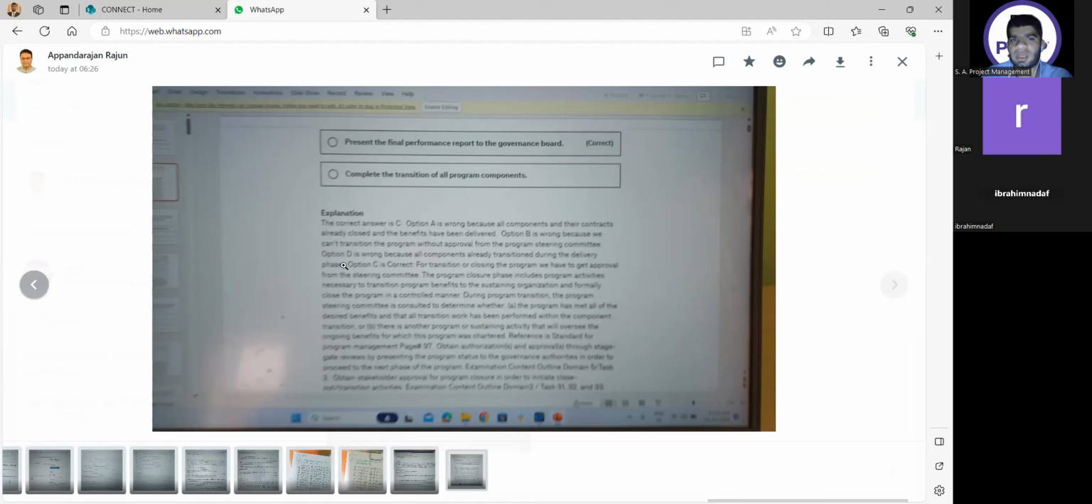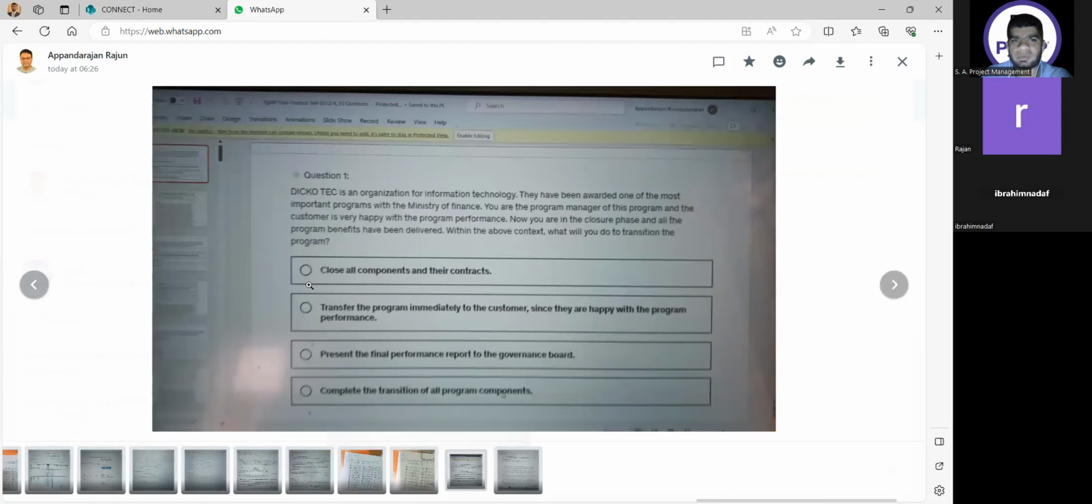Okay, and the same applies for option A: close all components and their contracts. We cannot close the components when I am in the program closure phase. The first principal thing is that the complete life cycle of the component must finish in the program delivery phase before I go to the closure phase. This is the basic thing to understand here.